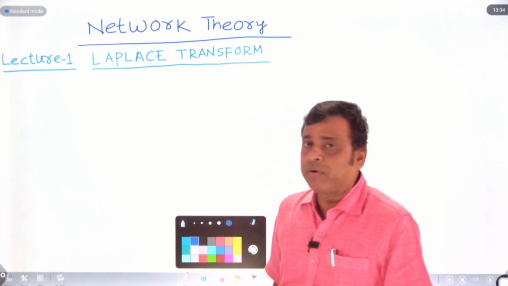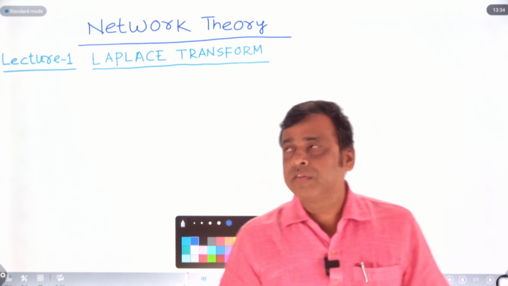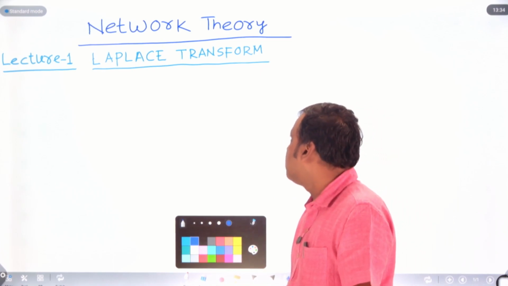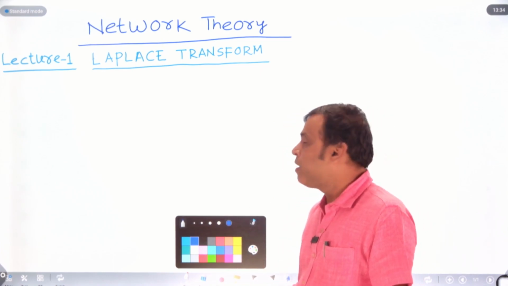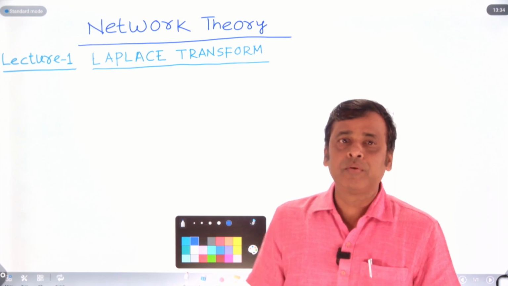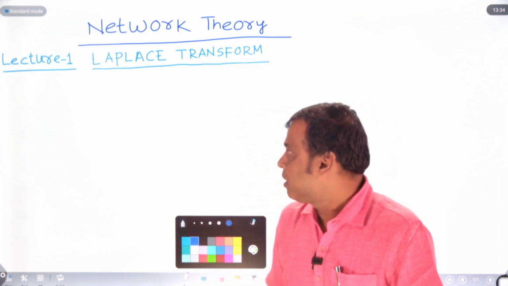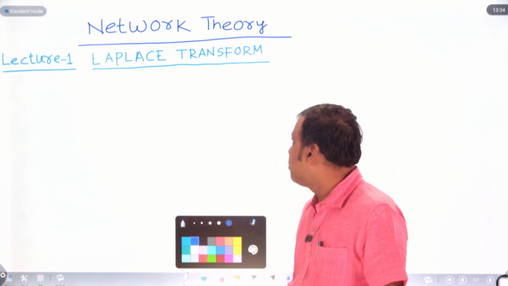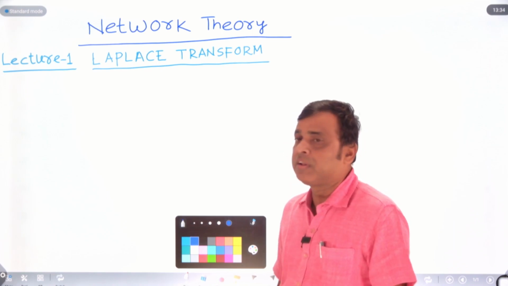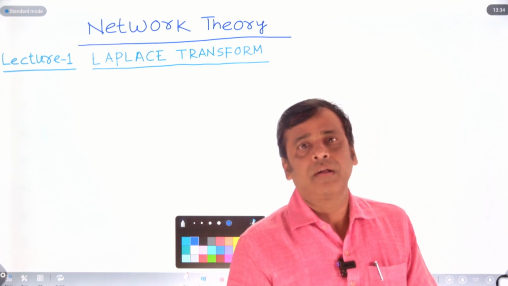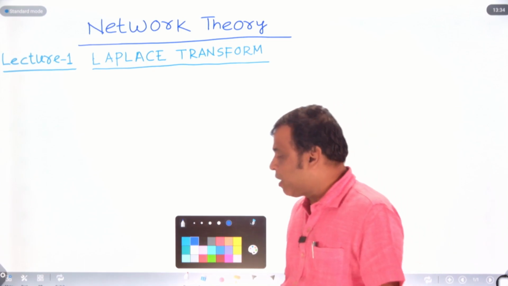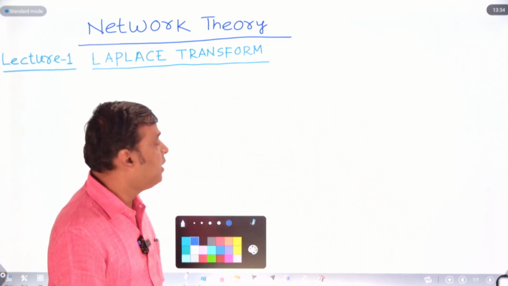Similarly, the Fourier transform, mostly in communication systems, we are familiar with the Fourier transform. Similarly, time domain to frequency domain. There are so many transforms from an engineering point of view, that is the Laplace transform, Fourier transform, Z transform, etc. The Laplace transform is one of the most important topics in network theory.